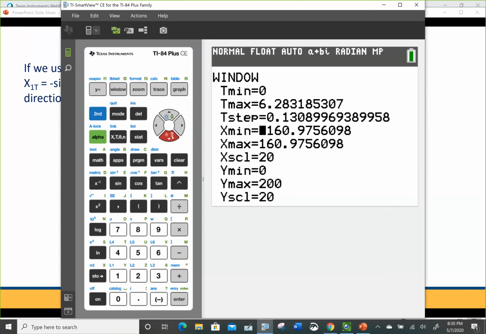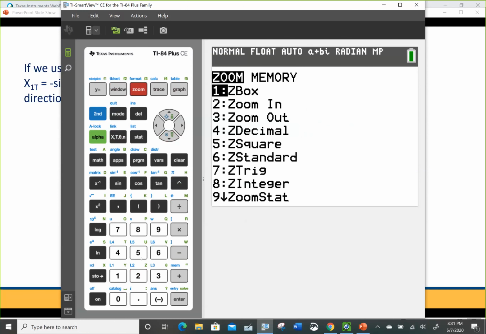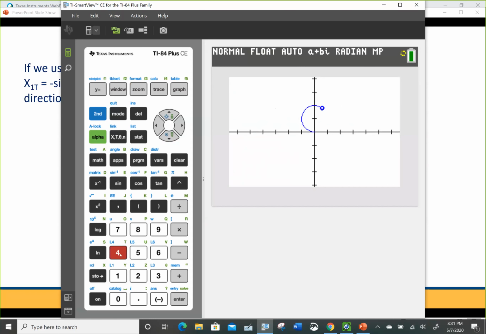And I'm going to just show you what this looks like first before I actually look at my xmin and xmax. So I'm going to press zoom decimal so you can see where it is right now. See, right now all I've got is a circle with radius 1 that is rotating clockwise. Okay. But now I need to add a linear term to make it move. And I'm only going to add the linear term to the x component.